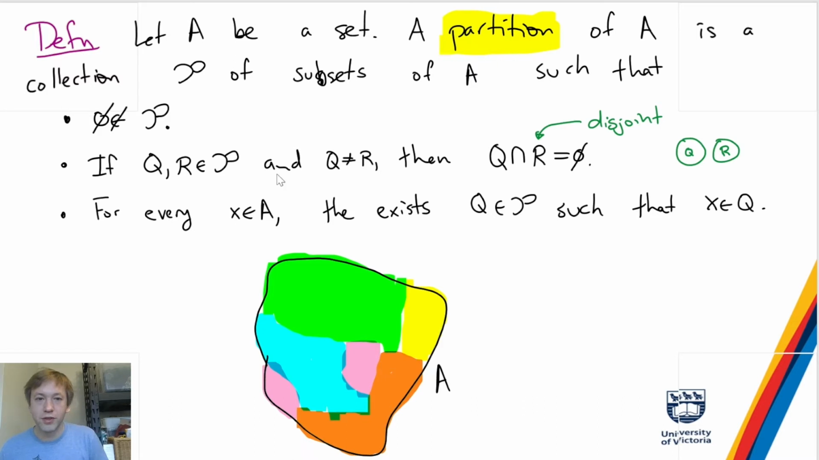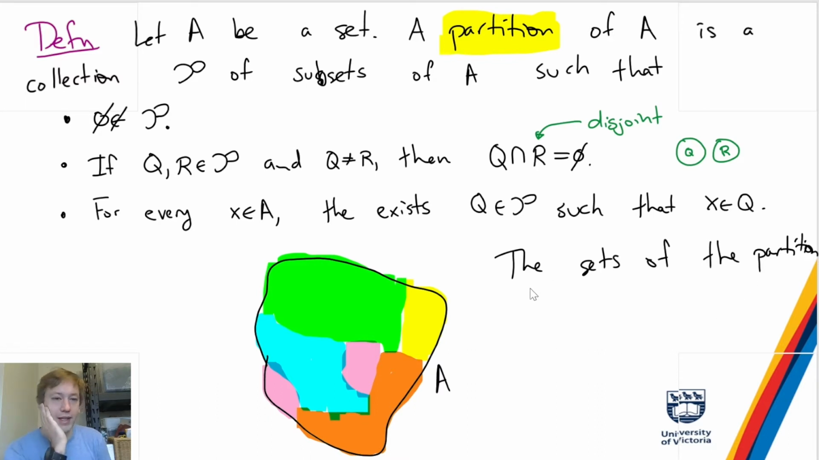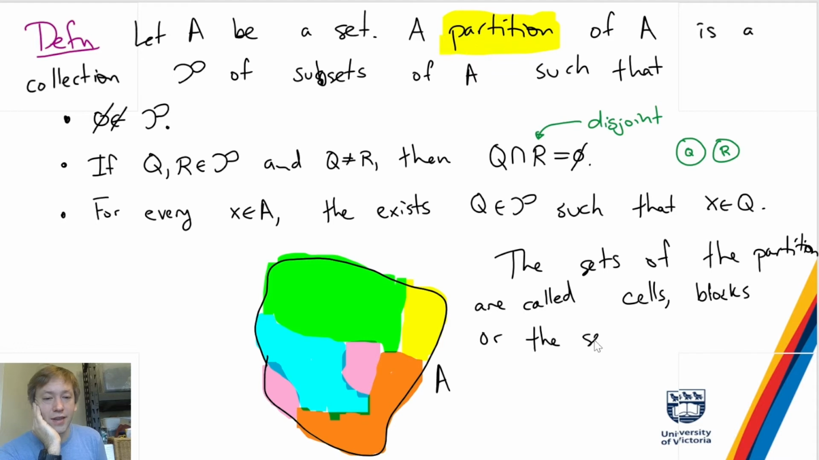And just a bit more terminology. The sets of the partition, well, we can call them lots of different things. I think in the notes it says that they are called cells or blocks or just the sets of the partition. But some people also call these things partition classes.